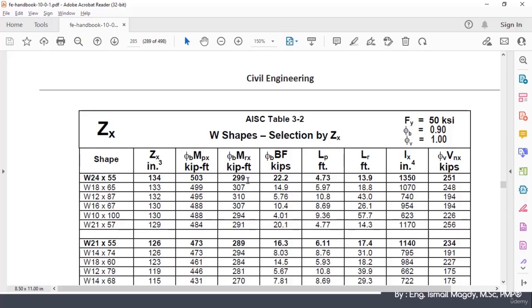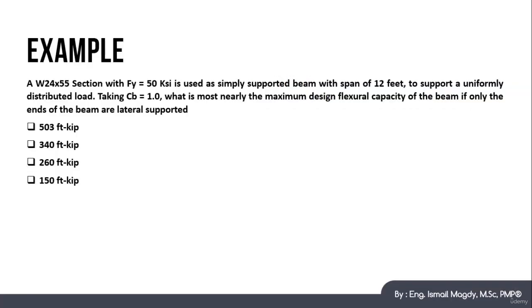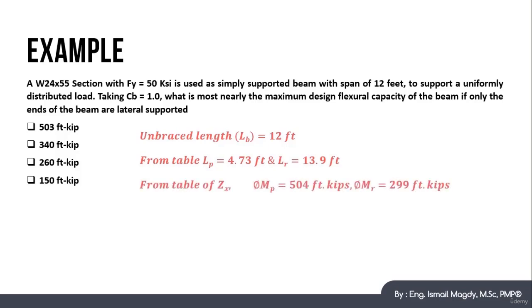So let's go back to our problem. So now we know that the unbraced length equals 12 feet. And using the table, we obtain that the Lp equals 4.73 feet and the Lr equals 13.9 feet. So from the table, we will get the phi Mp, which equals 504 feet-kips, and the phi Mr, which equals 299 feet-kips.